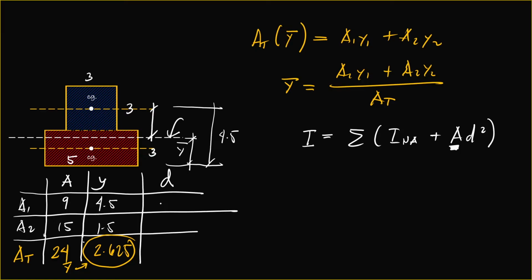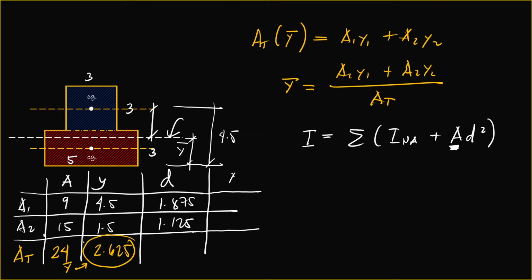How about A2? 2.625 minus 1.5. I hope you can see. That is 1.125. Is that right? Yes, sir. Okay, nice. That's your D.